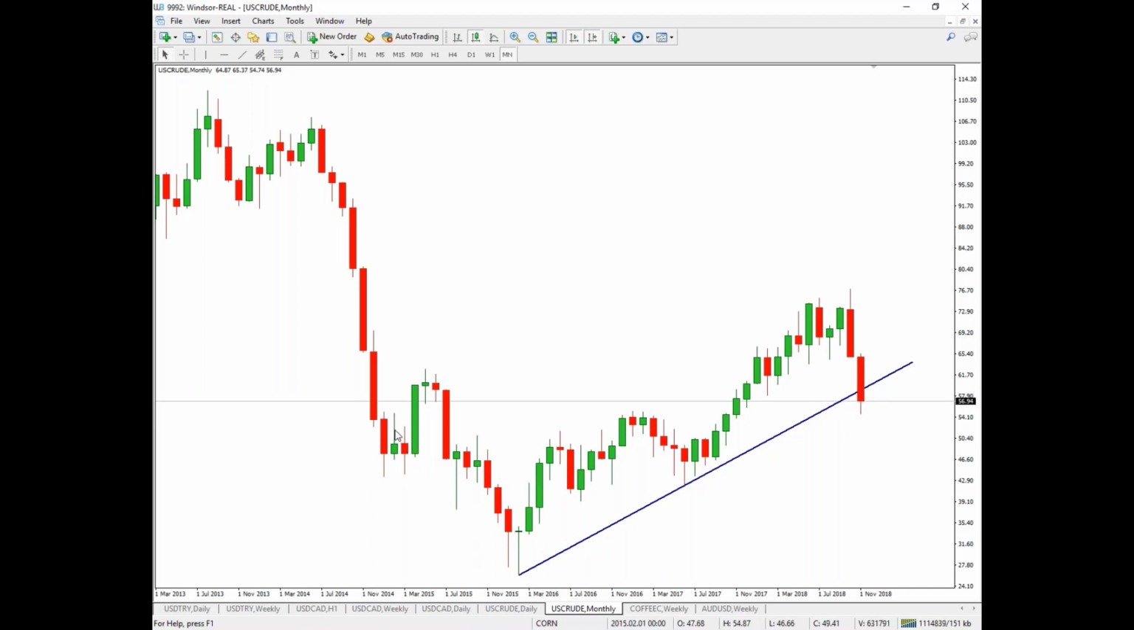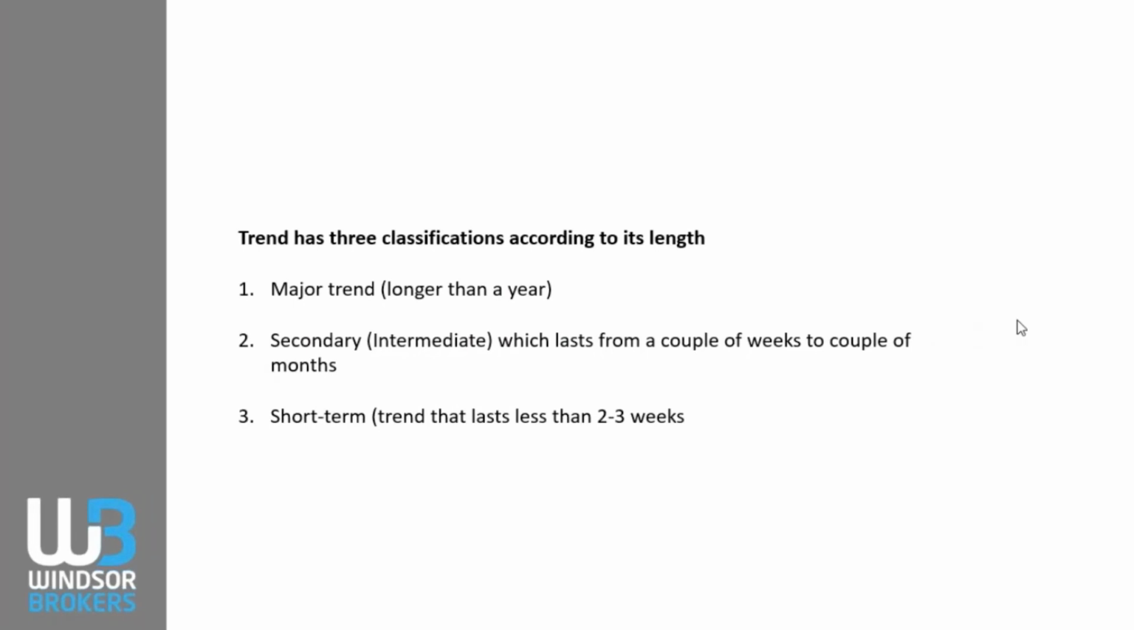Now we have a secondary or intermediate trend, which lasts from a couple of weeks to a couple of months, and this usually comes after the major trend as corrective or consolidative action, and a short-term trend that lasts less than 2-3 weeks. So the major trend is multi-month, longer than a year. Secondary is from a couple of weeks to a couple of months, and less than 2-3 weeks is called a short-term or near-term trend. And we'll also see a sample of the types of trends according to their length.